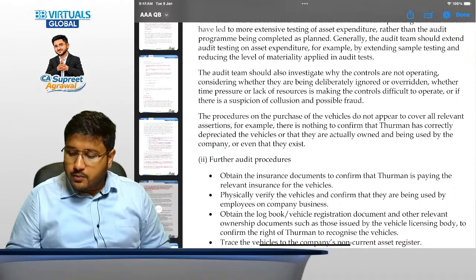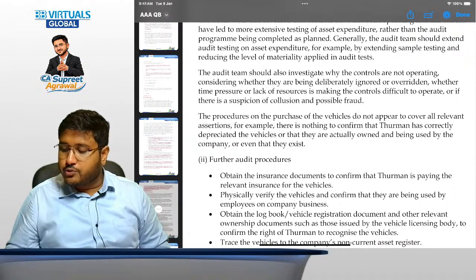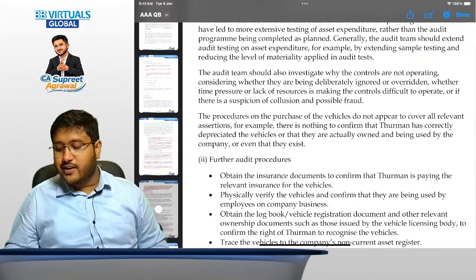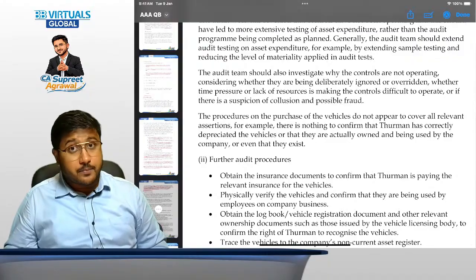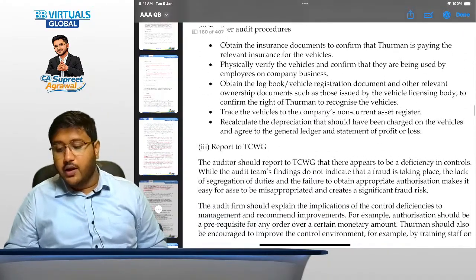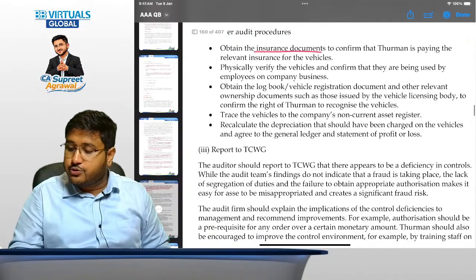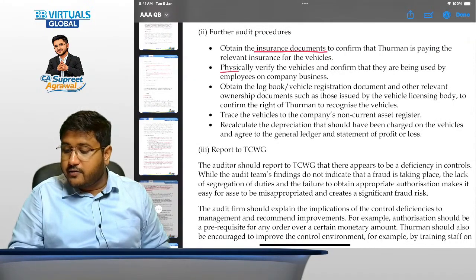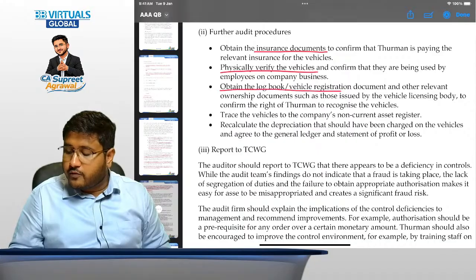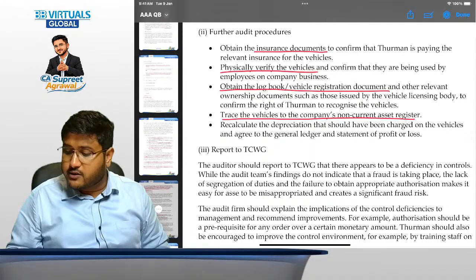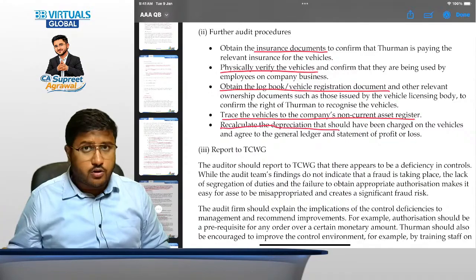The procedures on the purchase of the vehicles do not appear to cover all relevant assertions. For example, there is nothing to confirm that Thurman has correctly depreciated the vehicles or not. Very important pointer. Now, further audit procedures: obtain the insurance documents, physically verify the vehicles, obtain the logbook or vehicle registration document, trace the vehicles to the company's non-current asset register, and recalculate the depreciation. All of these are important.